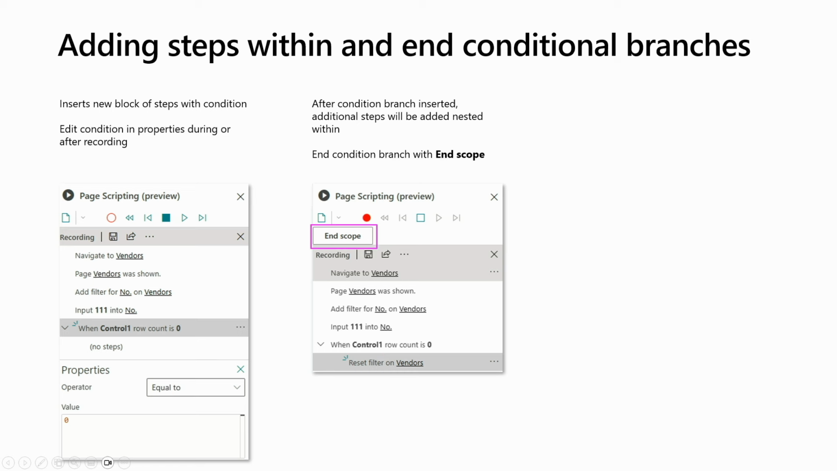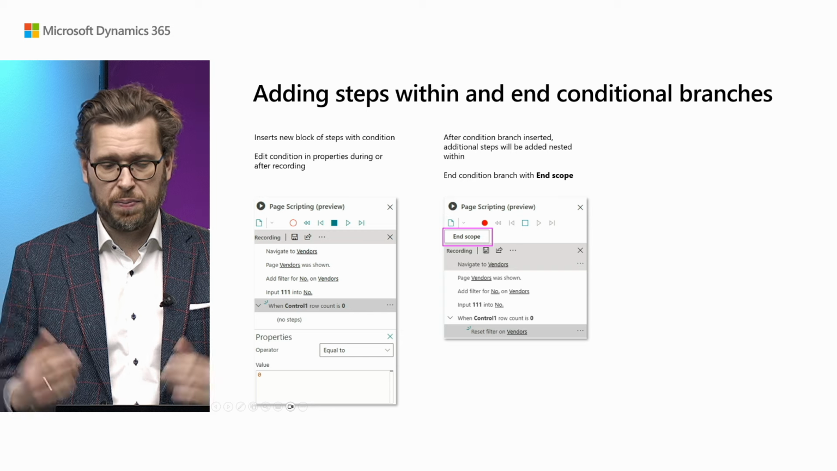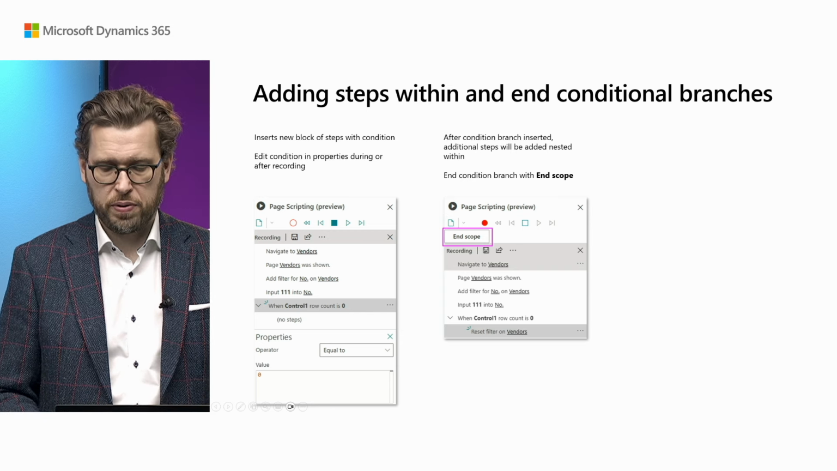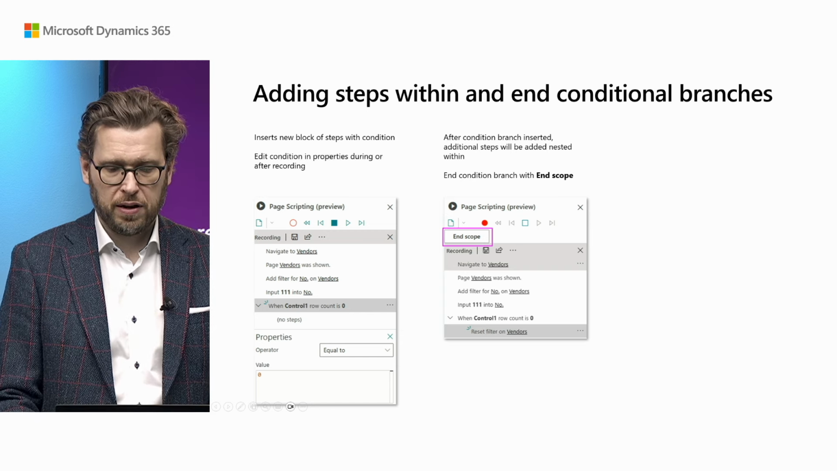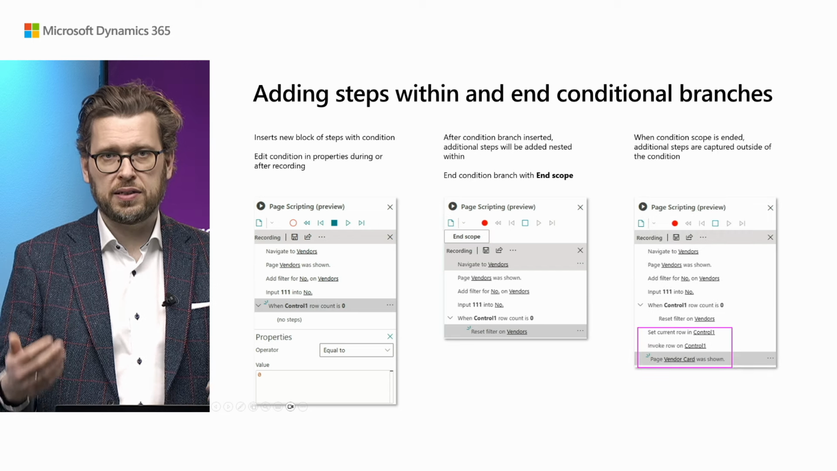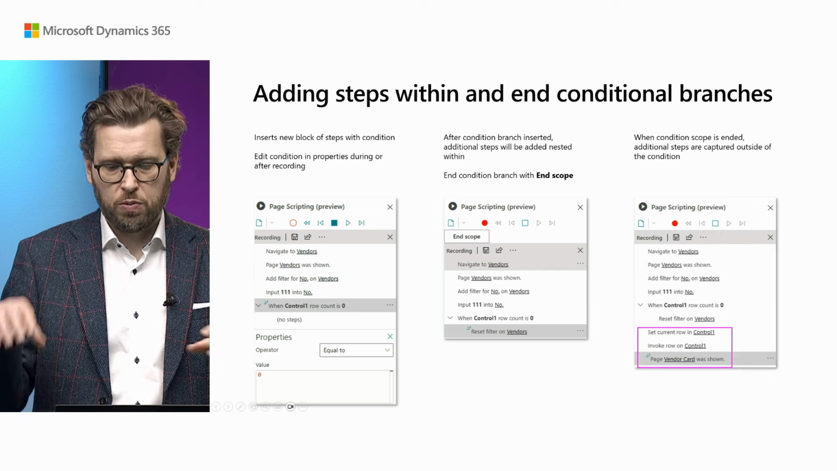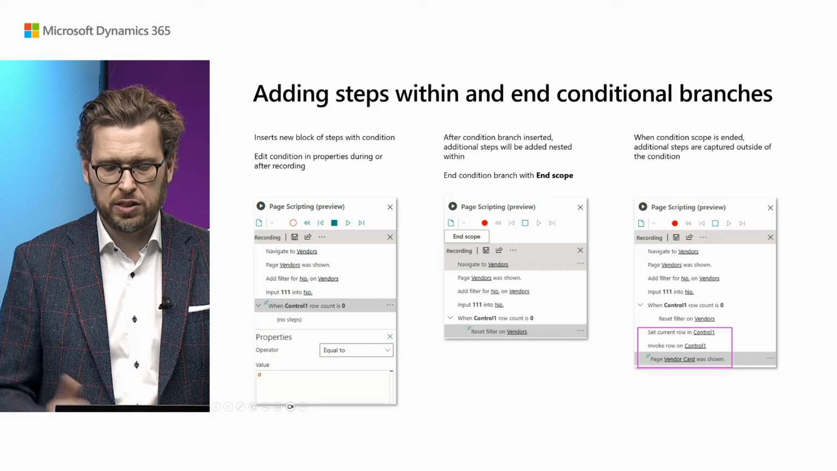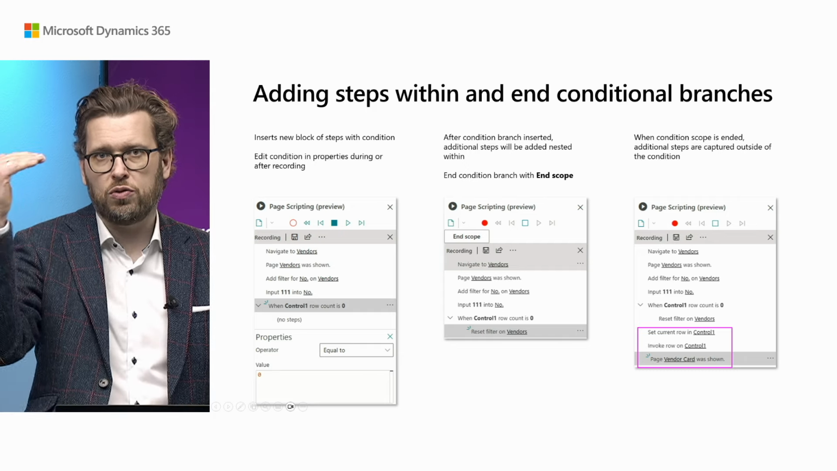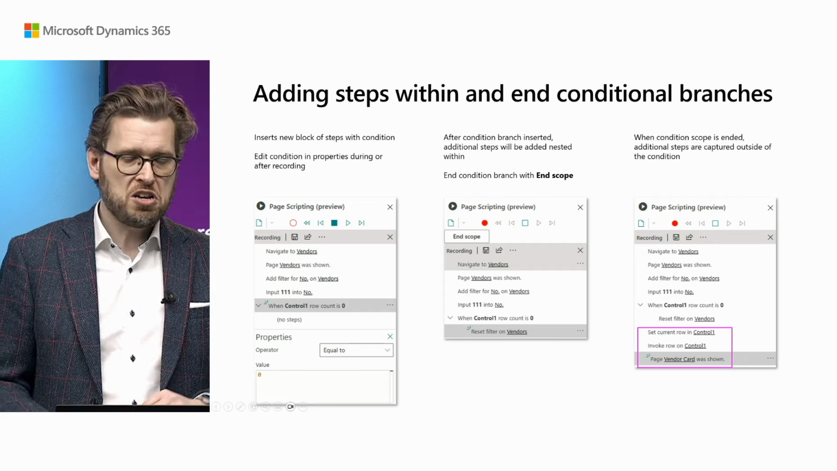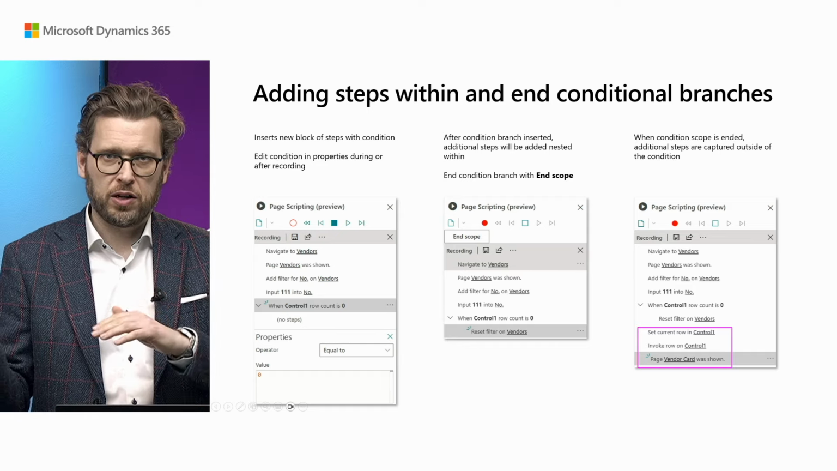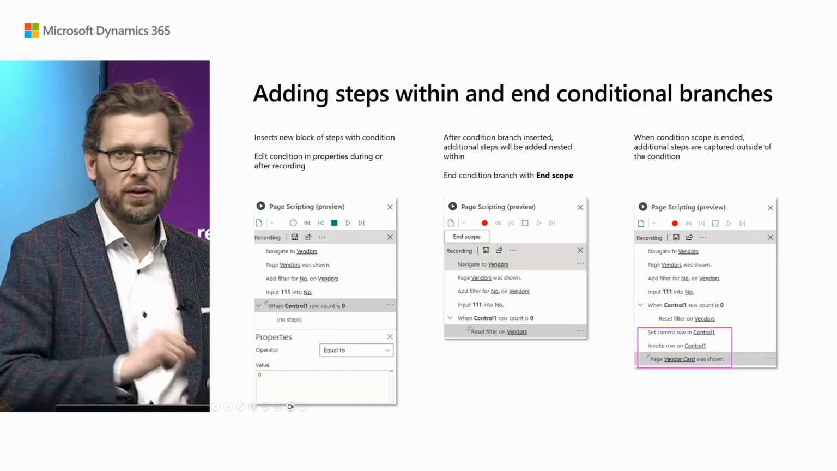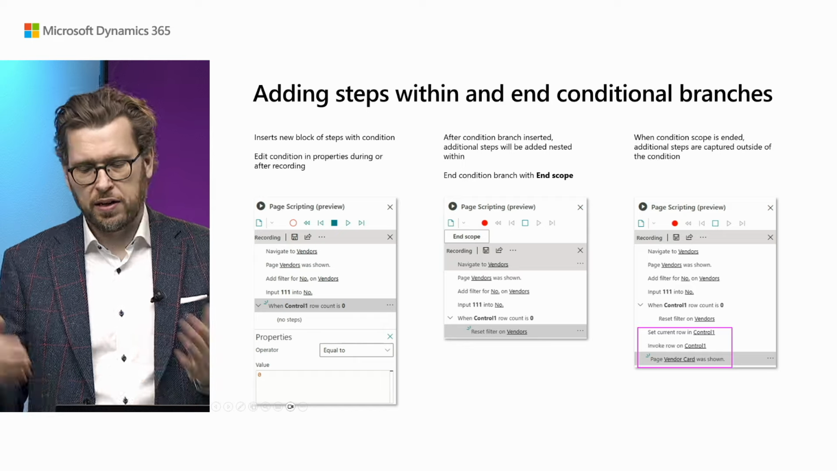When you then want to stop executing steps in that branch, you select the end scope, and that goes out of the conditional branch. And that means that the subsequent steps that you record will no longer be nested under that condition, but will happen afterwards, right? So your total flow will be something happens. If a condition is met, then only then do something. And then when you're done with doing that, go back and continue the script.